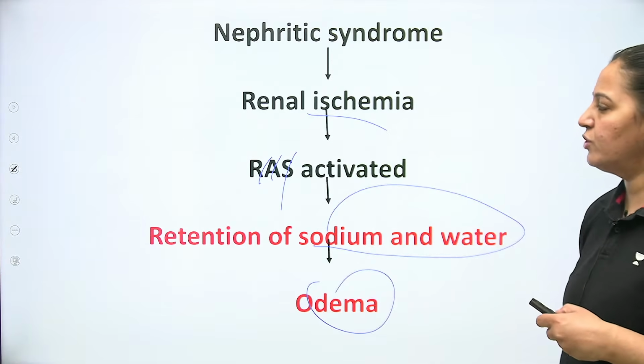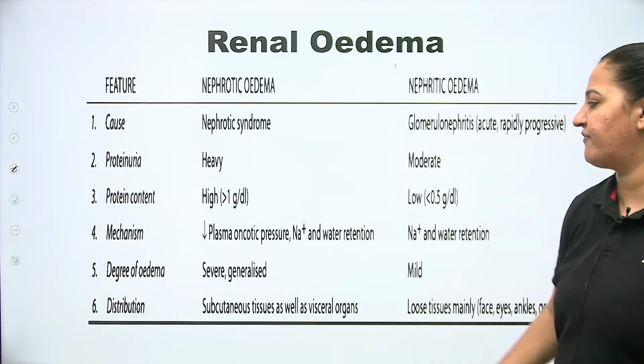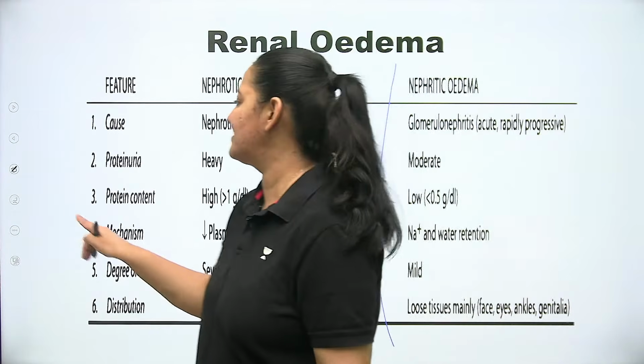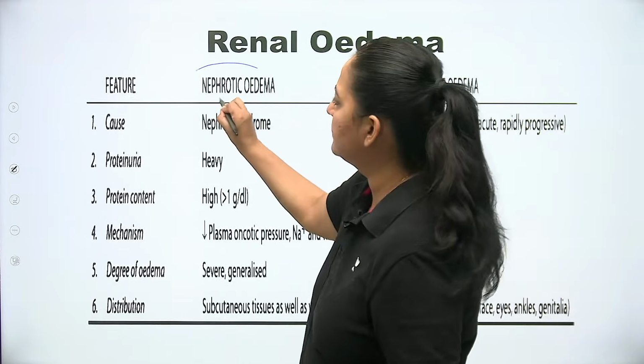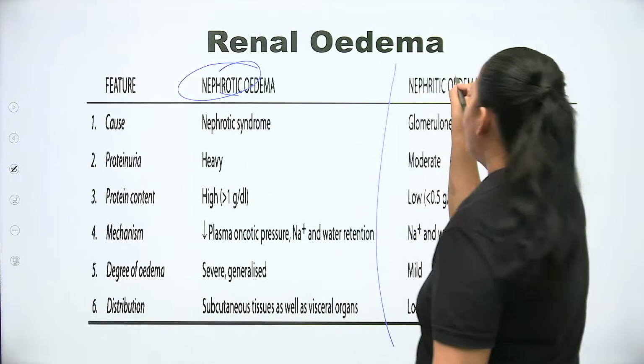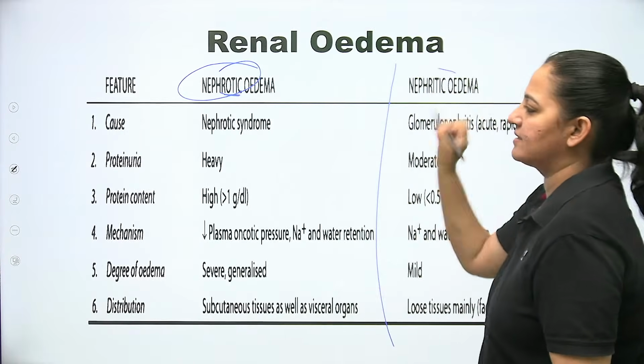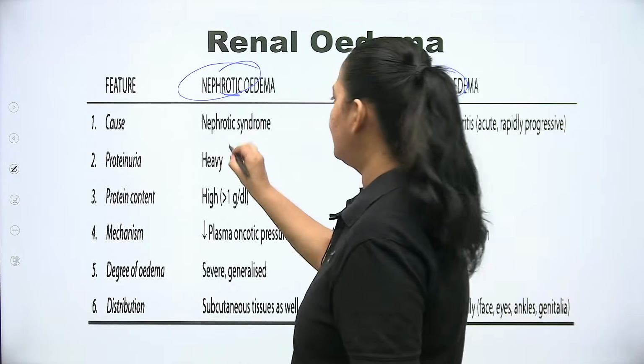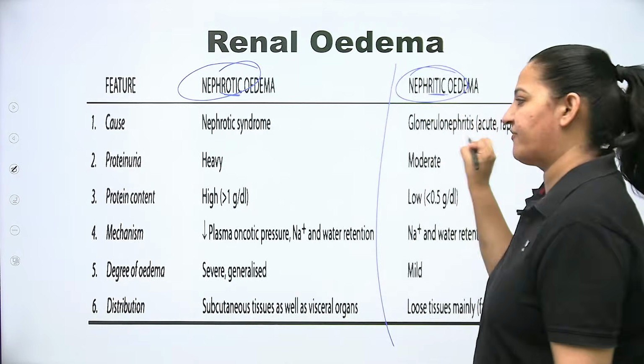You got my point? Many times you get asked the differences between nephrotic and nephritic syndrome in your exam and you are unable to write. So these are the differences. This is nephrotic, and this is nephritic. Please appreciate the differences. Can you tell me the differences? Here it is nephrotic syndrome. Here it is nephritic syndrome.